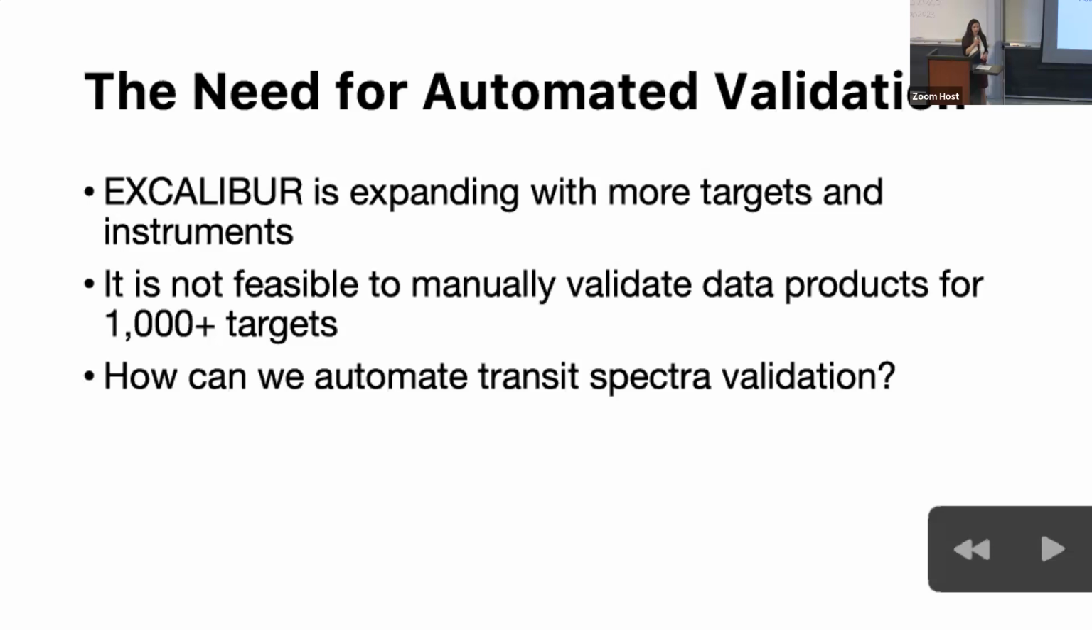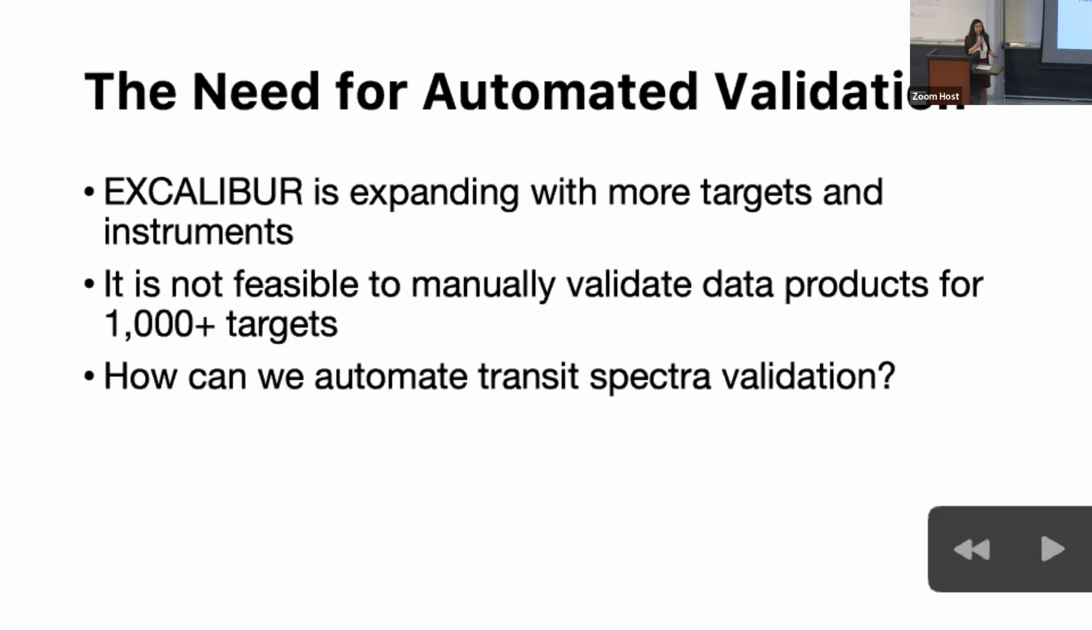And as Excalibur is expanding with more targets and instruments and missions in the future, it's not feasible for humans to validate all of the spectra and other data products in the pipeline. So this is really important to support Excalibur as it grows as a tool for comparative planetology. So my question was, how can we automate this transit spectra validation? There are a lot of ways of doing this.